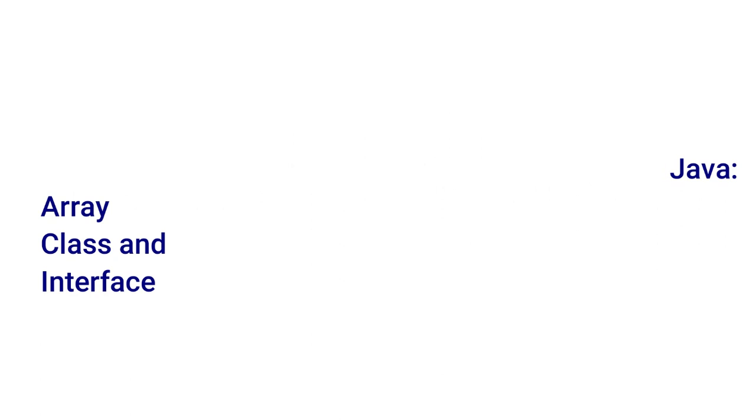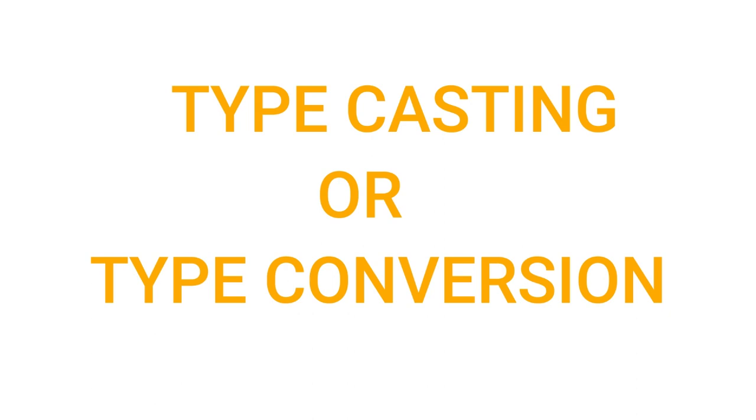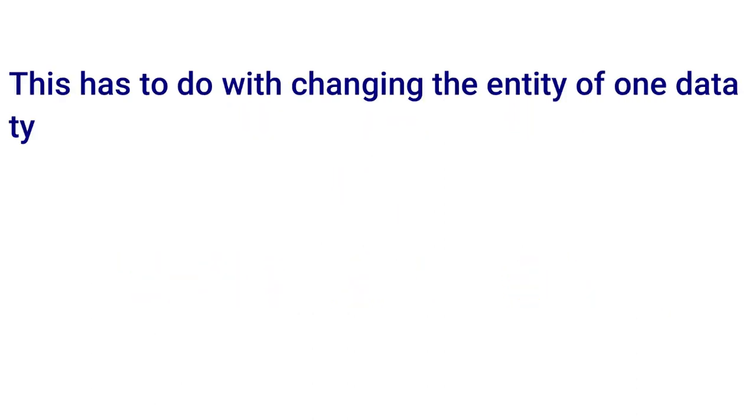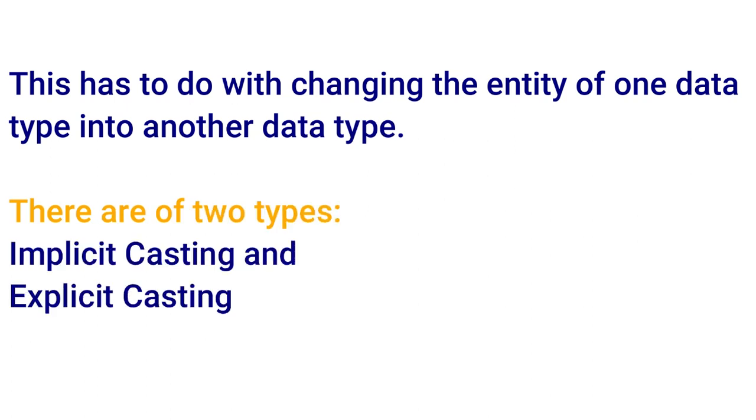This will now take us to what we call typecasting in Java. And what is typecasting? Typecasting or type conversion has to do with changing the entity of one data type into another data type. And there are 2 types of typecasting in Java. The first one is what we call implicit casting, and the second one is what we call explicit casting.